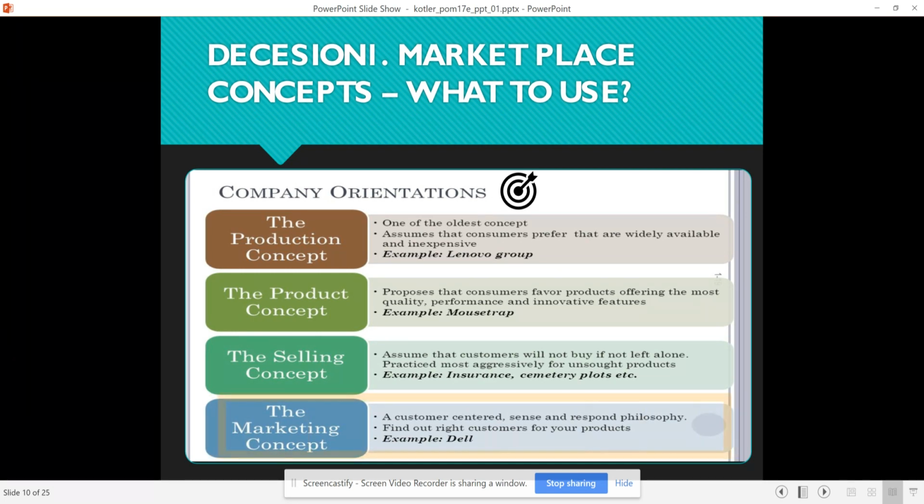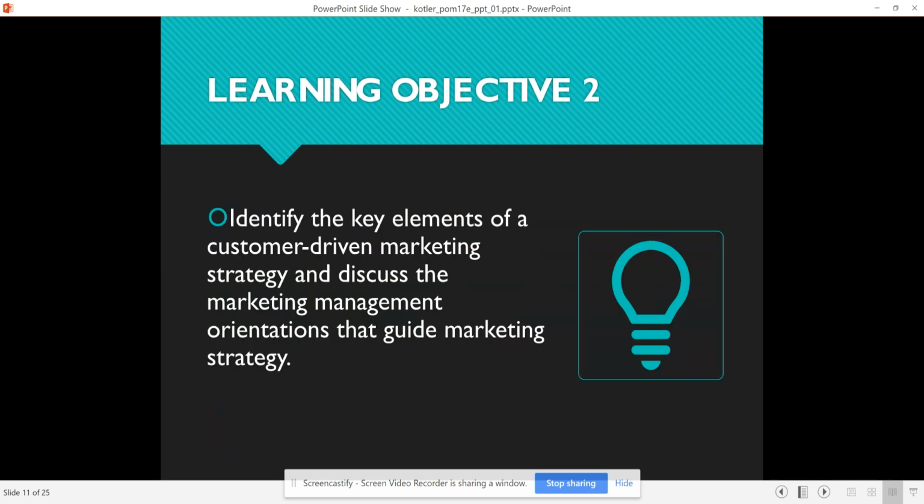But what Amazon and Dell and most companies are focusing on is the marketing concept, which is customer centered, meaning that the customer is our whole reason for being, and that we're going to respond to that philosophy of putting the right products to the right customers so that we have a match and that there's profit on both sides. Which is again that exchange of: I have a need or want, and I'm going to give you money because you have the right product for me, and you've marketed in a way that I know that you have that product available to me.